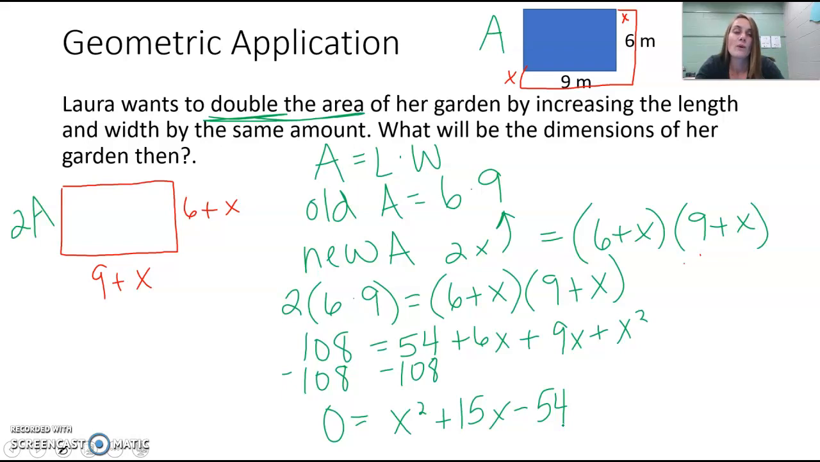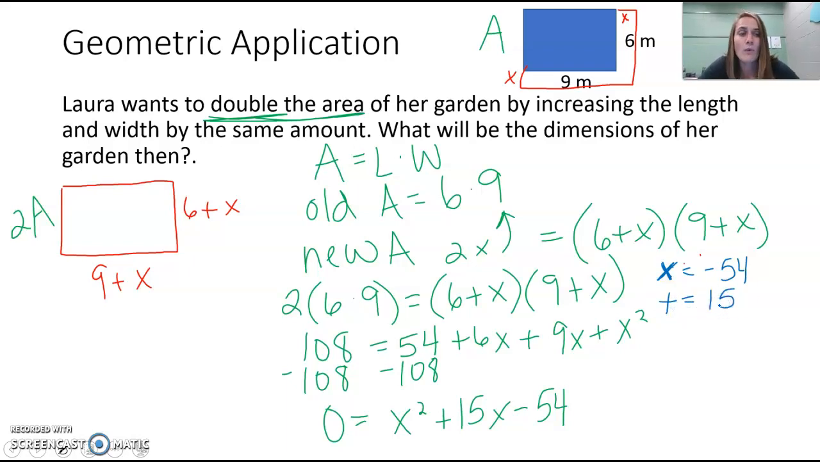And so now what we need to do is we need to think of factors of negative 54 that add to equal 15. Right, so I'm going to write this over here. We need to think of two numbers, right, that multiply to give us negative 54. I'm just going to use x's. I'm going to multiply to give us negative 54 and add to give us 15.